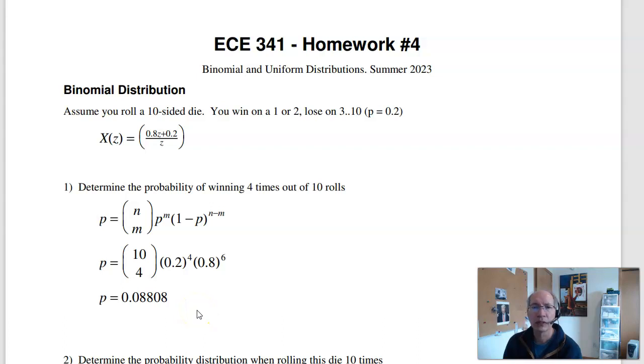Here are solutions to homework set number 4 for ECE 341 random processes. This homework set looks at binomial and uniform distributions.